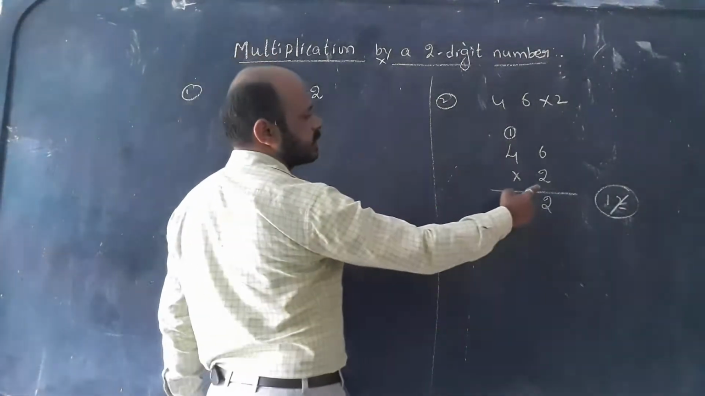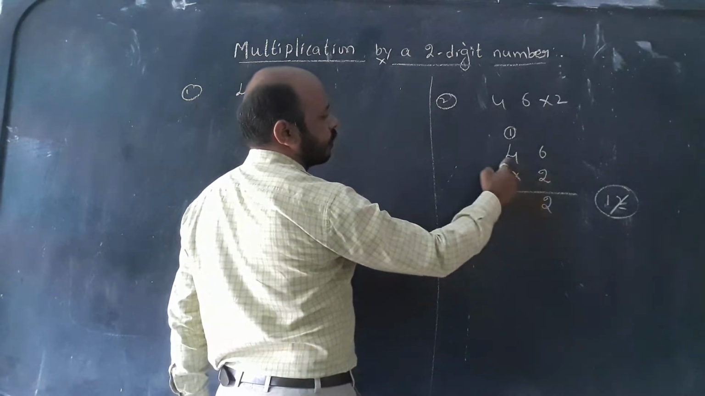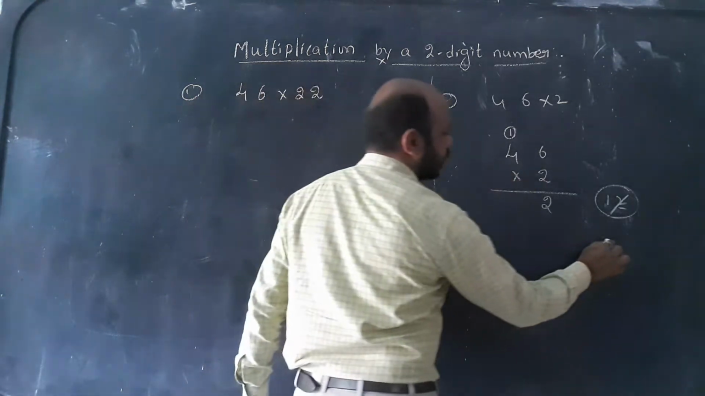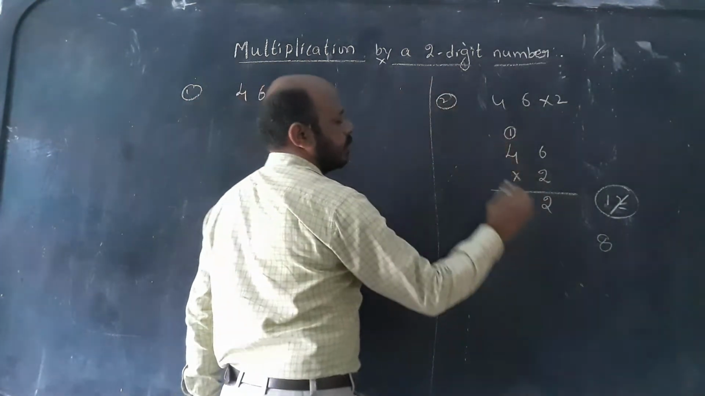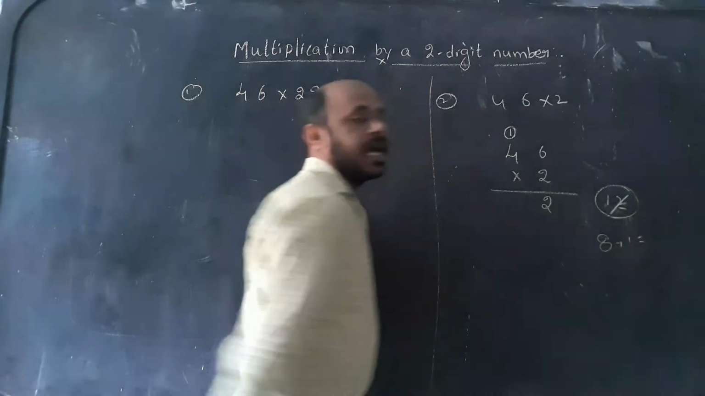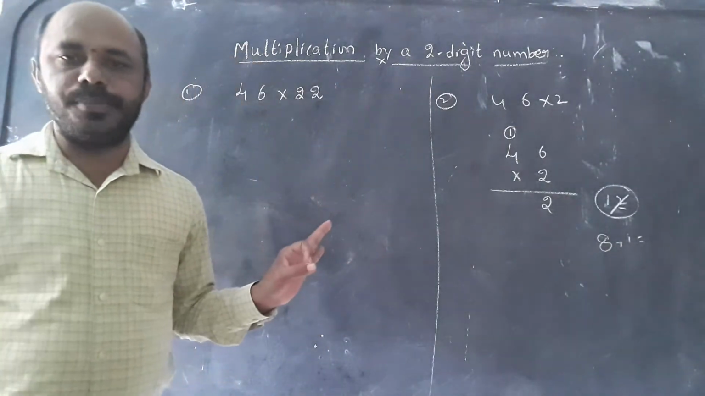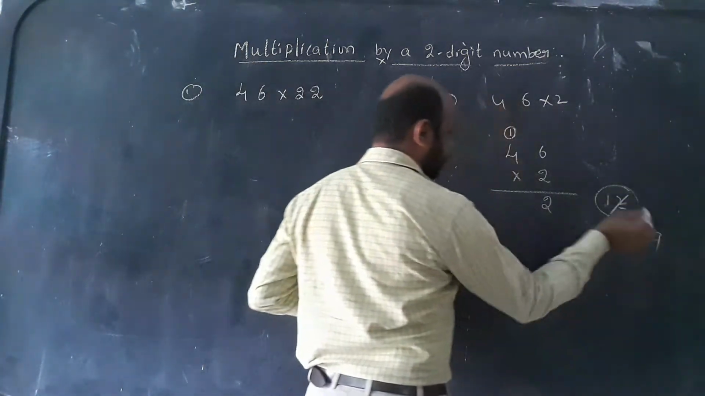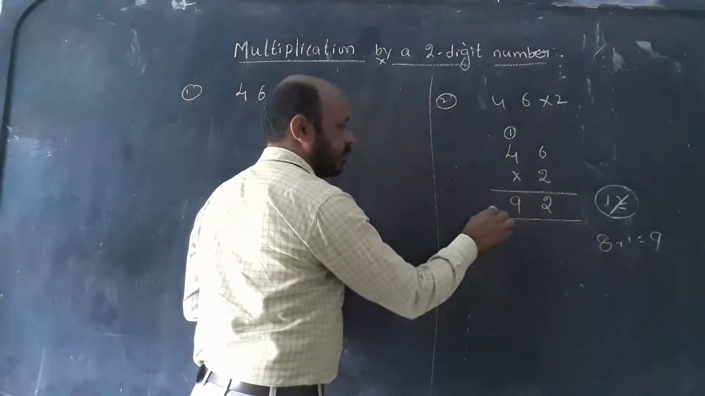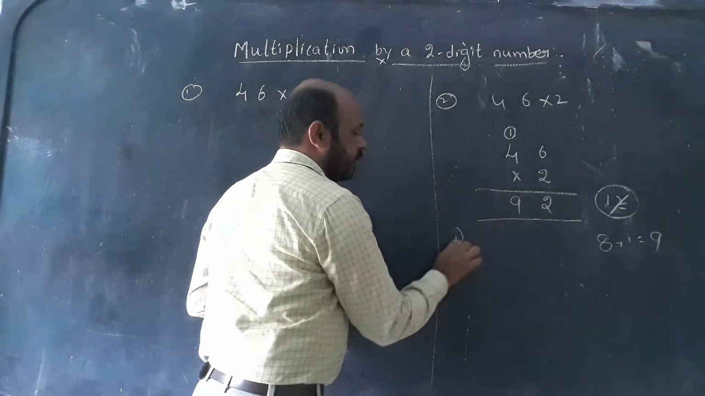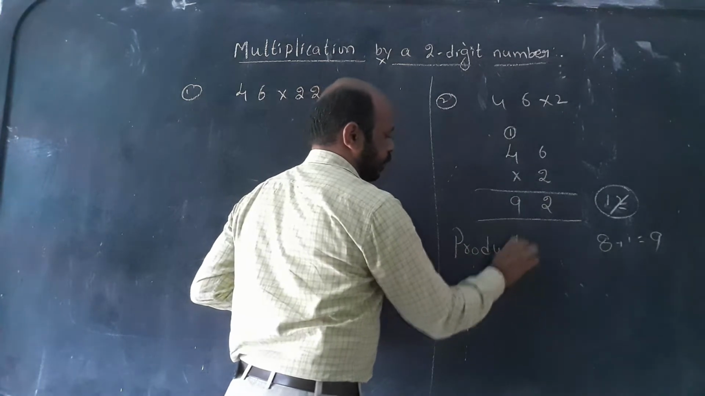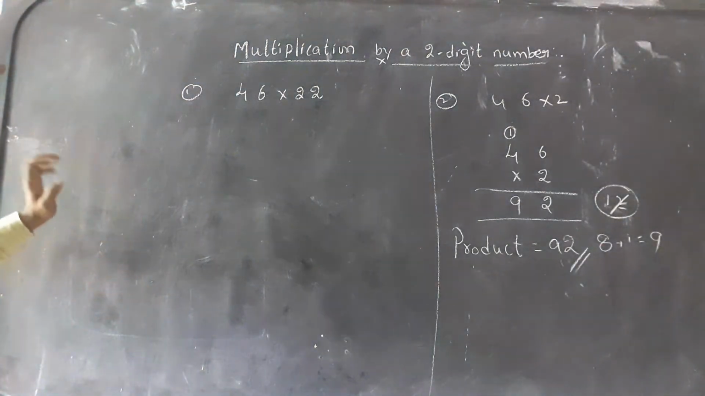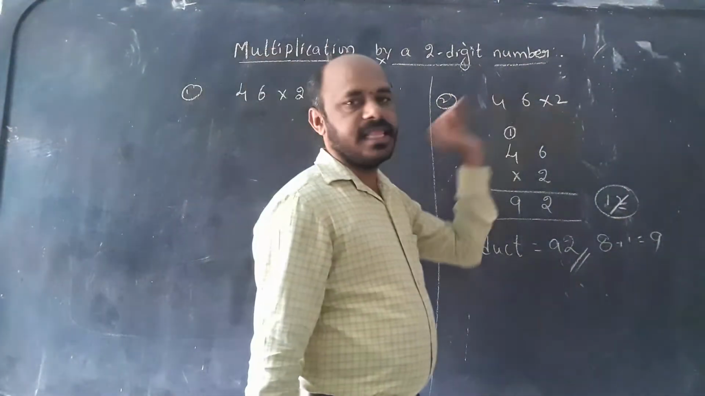Okay, children. Next, 6 is over. Then 2 fours are 8. We have to multiply the tens place now. 2 fours are 8, and upon that 1 is there, which is the carry. We should always add the carry. 8 plus 1 is 9. That 9 we write out. Then we got 92. This answer, 92, we call the product. By the same process we multiply a two-digit number with a one-digit number.